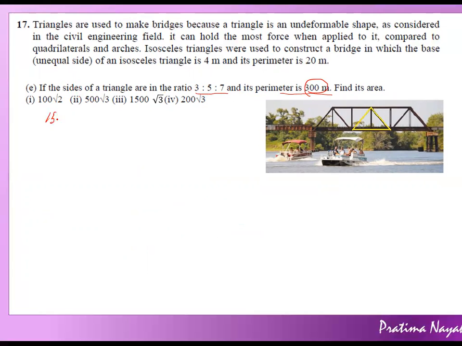15x. So 15x is equal to 300. This is a one mark question, so I'm not making it lengthy. I'm writing in very short form. So x is equal to 20. Then sides are, one is 3x is equal to 60. Another side is 5x, that will be 100. Another side is 7x, that will be 140. I'll multiply 20 in all the things.